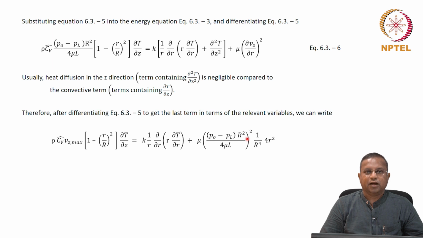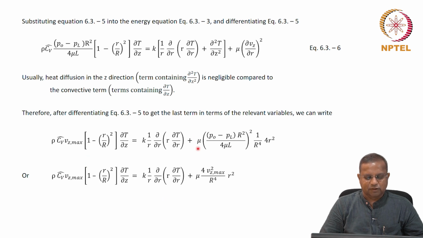P naught minus PL, R squared by 4 mu L, squared 1 by R power 4 times 4 R squared. This is what we get, you can check. Or this can be written as, this is nothing but again Vz maximum squared term here. Therefore, rho CV hat Vz maximum 1 minus R by R squared dou T dou Z equals K 1 by R dou R R dou T dou R plus mu times 4 Vz max squared R power 4 R squared.